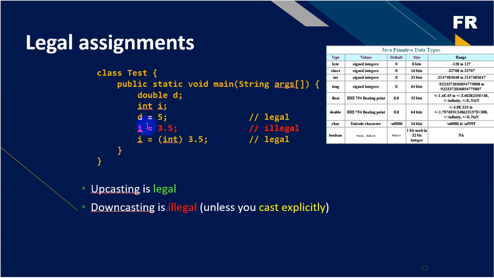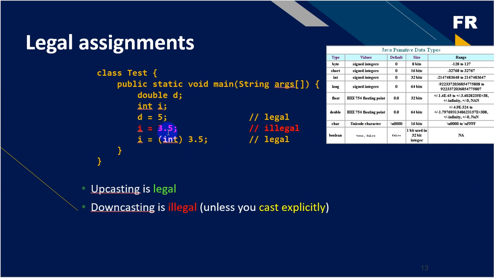So 64 bits cannot be accommodated in 32 bits. Common sense says that, until and unless you explicitly typecast it. So I am typecasting it. So 3.5, now it becomes legal. When we typecast it into an integer, it can be accommodated. So this is basically in the context of downcasting and upcasting. This is the upcast, right? The upcast cannot go into the downcast, right?